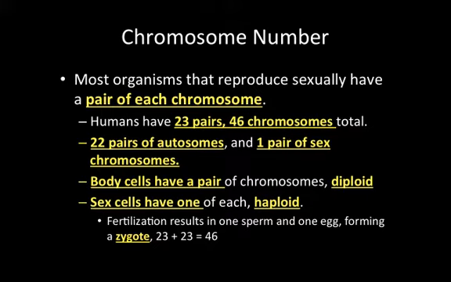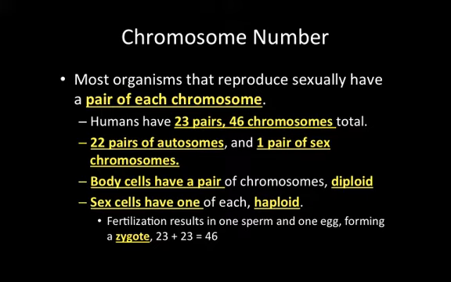22 of those pairs are called autosomes, and those control just about everything in your body. And then one pair are sex chromosomes, and that helps determine gender. We know that those sex chromosomes are identified as X or Y. If you are XX, you are a girl, and if you are XY, you are a boy. Again, we have 46 chromosomes, 23 pairs. One of each of those pairs comes from mom, so we get 23 chromosomes from mom and 23 chromosomes from dad. Each body cell has a pair of chromosomes.